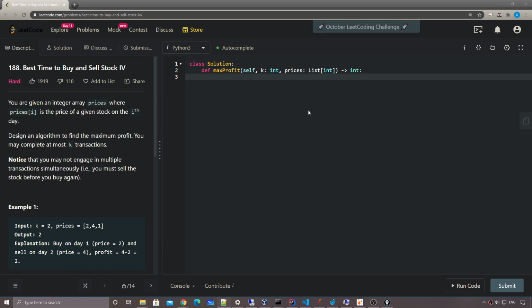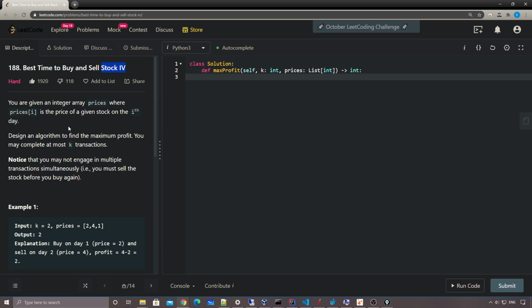So actually, today I also want to briefly talk about today's daily challenge problem, which is number 188, Best Time to Buy and Sell Stock IV. I think this is a great problem. Basically, this is one of the buy and sell stock problems, and this one is marked as hard.